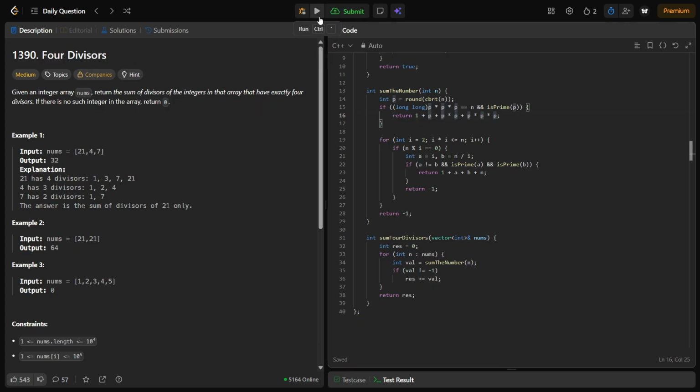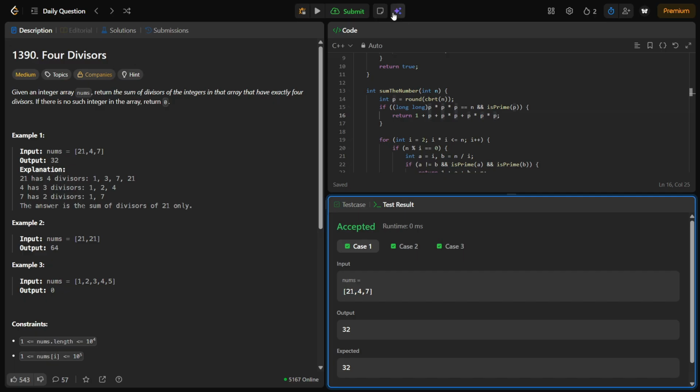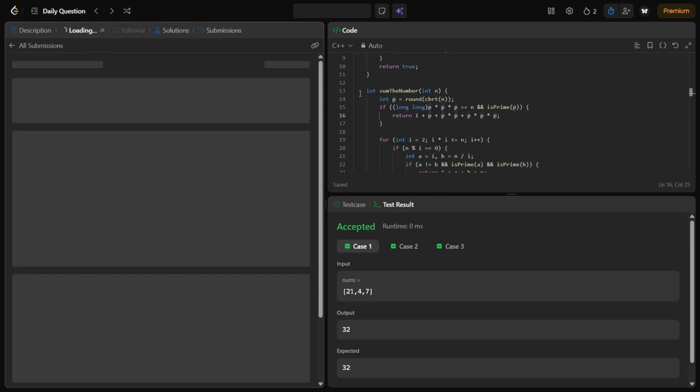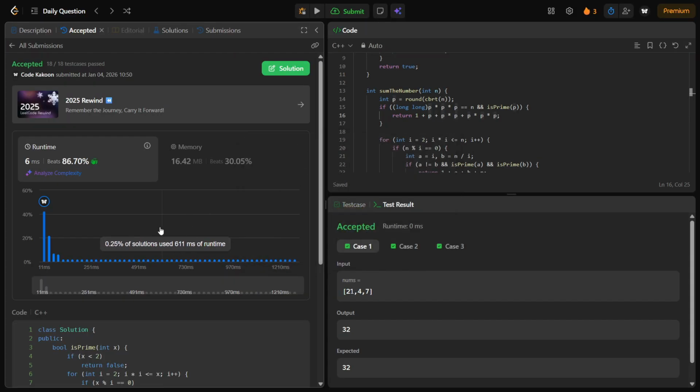Let's just try to run the code. Okay, we got all test cases accepted. Let's just submit the solution. Okay, now we got a successfully submitted answer.